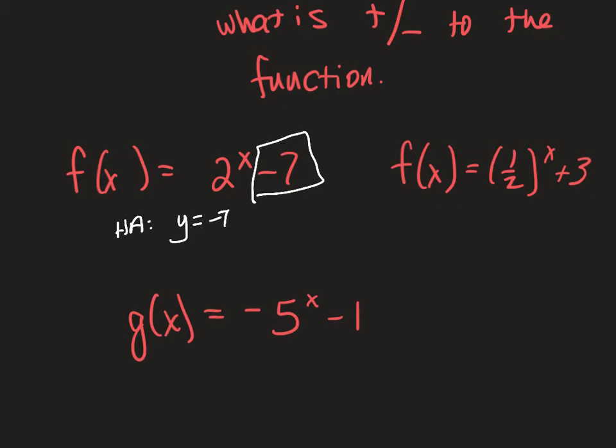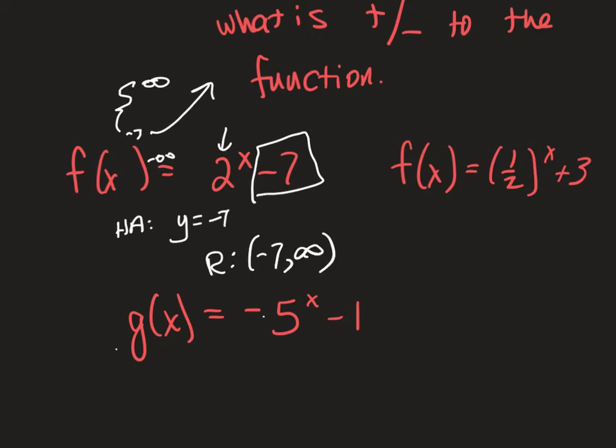Is this a growth or a decay? Is that bigger than 1 or smaller than 1? Bigger than 1, so it's a growth. Is there a negative in front of it that's going to say that it flipped over? No, so you know it's going to go something like this. It's going to go upwards. So when you have to tell me the range, is it from negative infinity to negative 7, or is it from negative 7 to positive infinity? Where's my range? Negative 7 to infinity. Good.